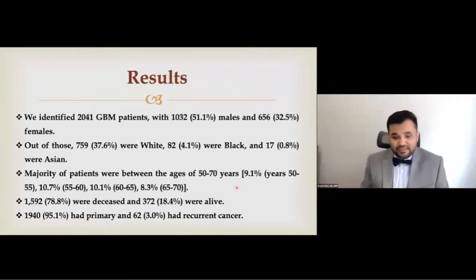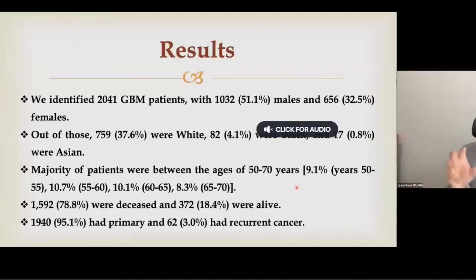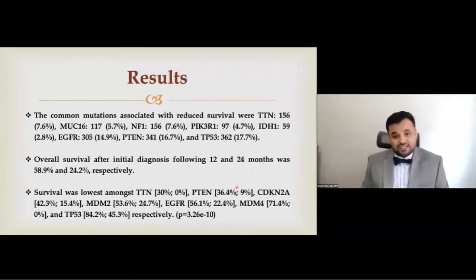95.1% had primary cancer, and 3% had recurrent cancer. We identified many mutations in the cBioPortal registry, but the common mutations associated with reduced survival were TTN, which reduced survival to 7.6%, MUC16, NF1, PIK3R1, IDH1, EGFR, which is known, PTEN, again a known gene, and TP53.